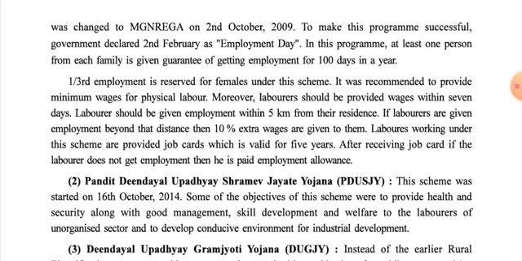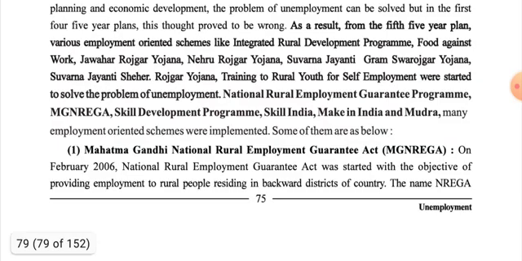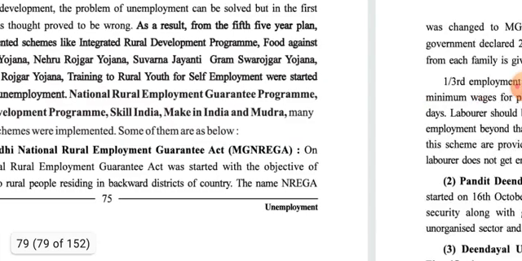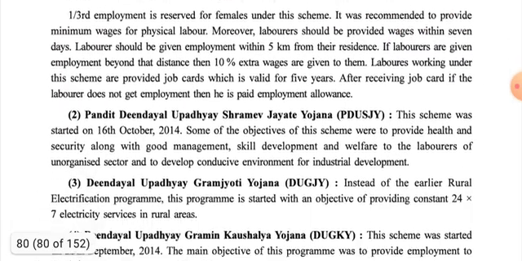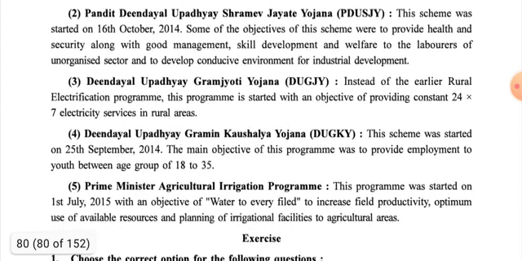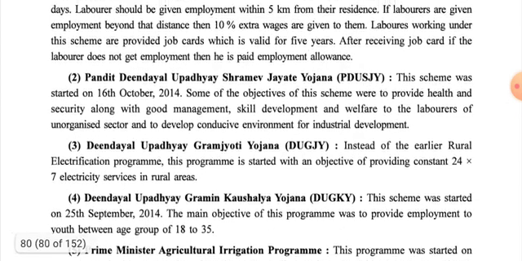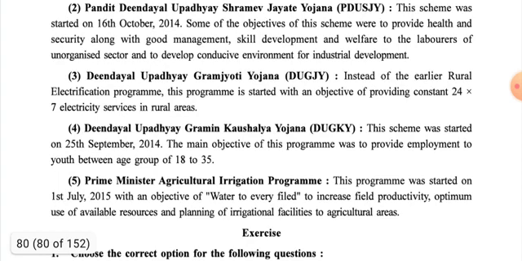So here we are completing one of the important programs or plans of the government for reduction of unemployment, that is MG Narega, that is Mahatma Gandhi National Rural Employment Guarantee Act 2009, basically introduced in 2006 but converted into MG Narega in 2009.